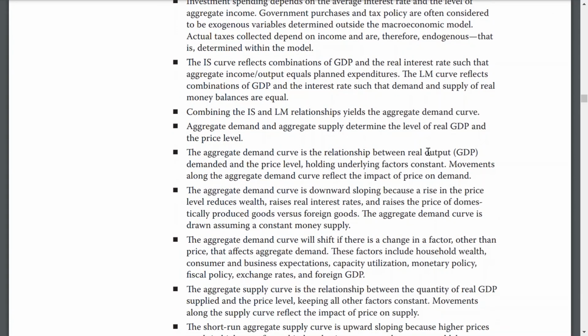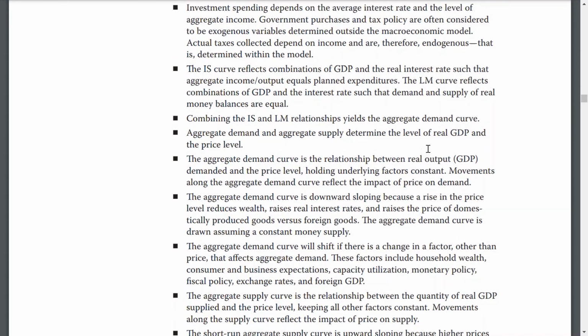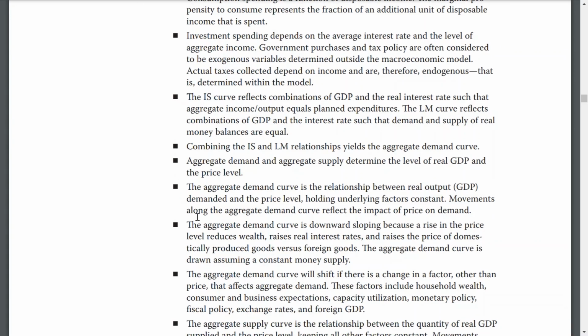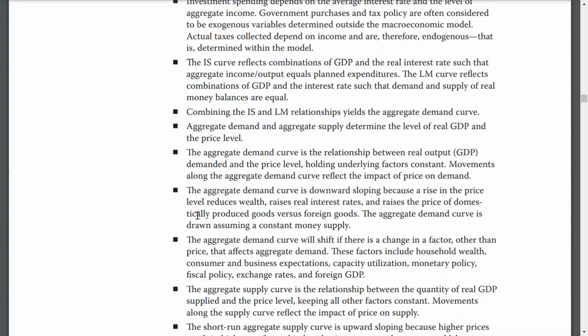The IS curve reflects the combination of GDP and the real interest rate such that aggregate income or output equals planned expenditures. The LM curve reflects the combination of GDP and the interest rate such that the demand and supply of real money balances are equal. Combining the IS and LM relationships yields an aggregate demand curve.